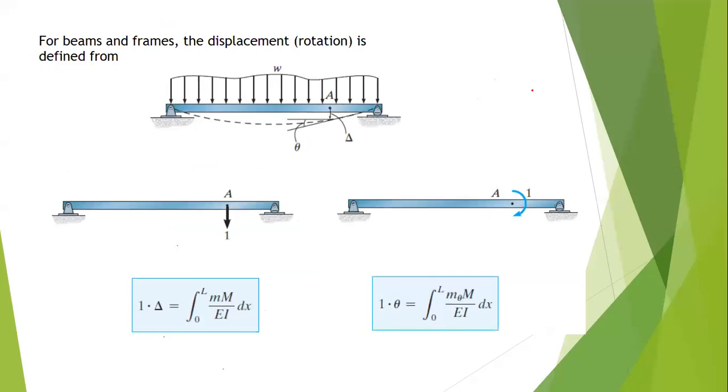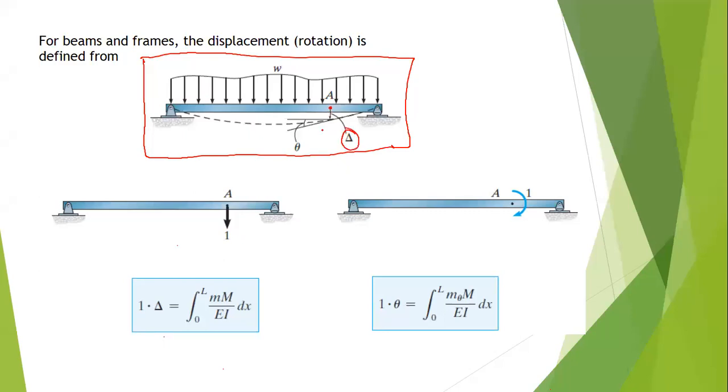Okay, so for beams and frames, the displacement or the rotation is defined from this figure. So if you have a simply supported beam with uniform loads, W, then at point A, it may cause your beam to deflect at point A equal to delta, and it may have this corresponding rotation.